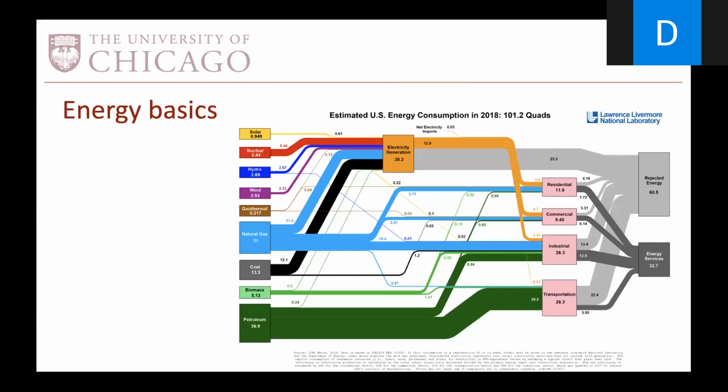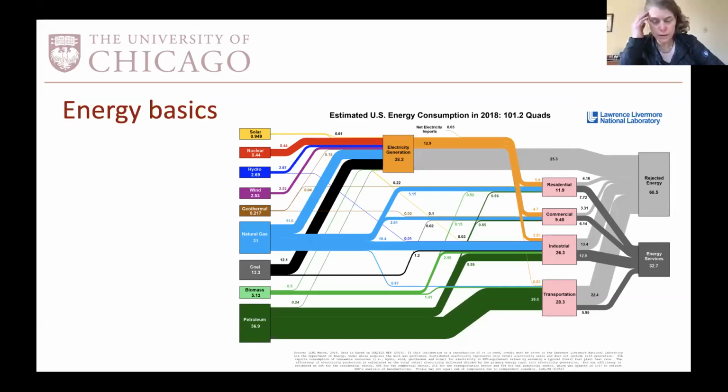So this is the core diagram. It's not a very good version of it, but some version of this is the core diagram for understanding any energy system. This is put together by Lawrence Livermore every year. We actually have a version. I'll give you a link to a version that's actually animated so you can see changes over time. This is the US energy usage. It's total, not per capita, but I can tell you how those numbers convert.